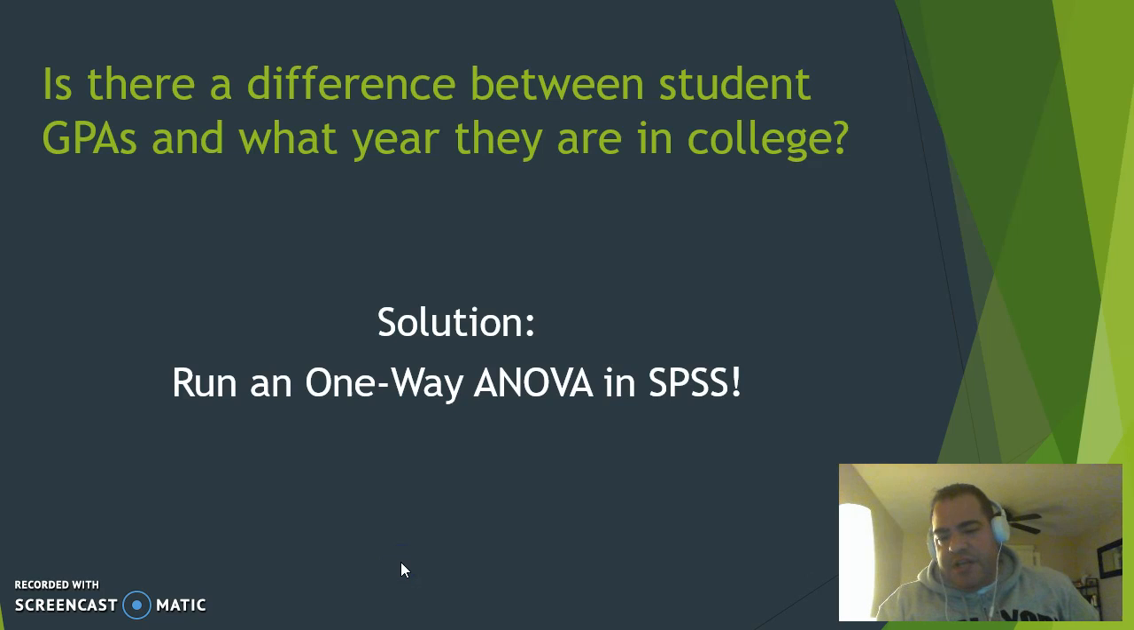When you look at some data, and let's say you're looking at student data, GPAs for a particular college, we'll call it Blue Skies College, and you're comparing the mean GPAs across different groups, in this case, freshmen, sophomores, juniors, and seniors, one question that may arise is, is there a difference between the student GPAs and what year they are in terms of college? Well, because we're dealing with multiple means, we need to run a one-way ANOVA in SPSS.